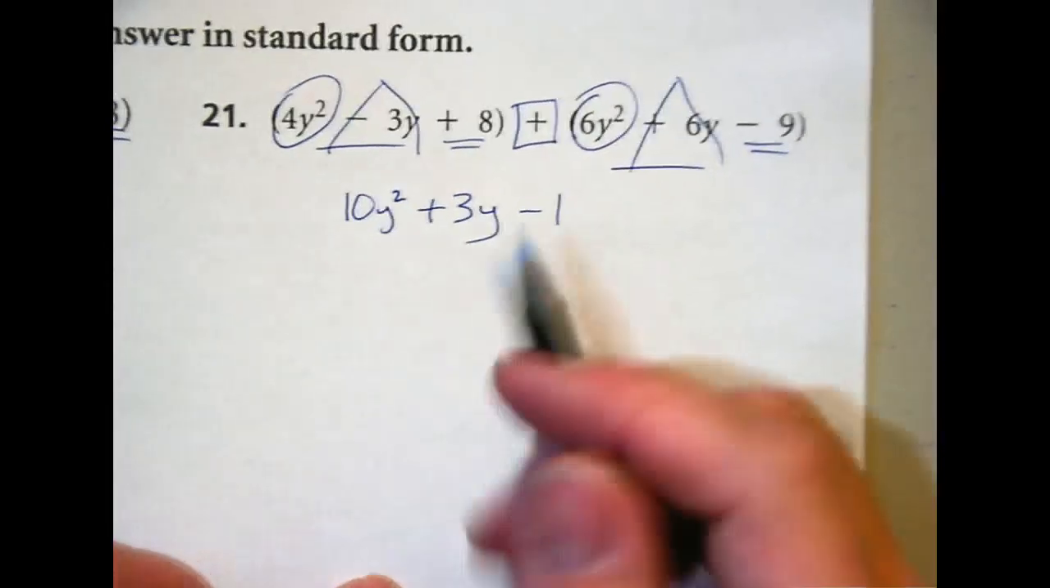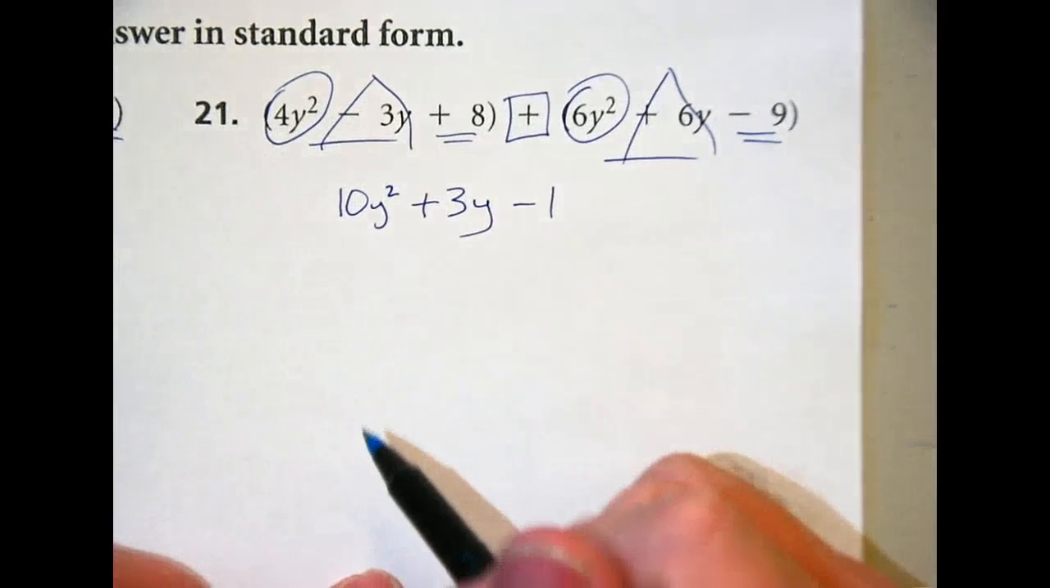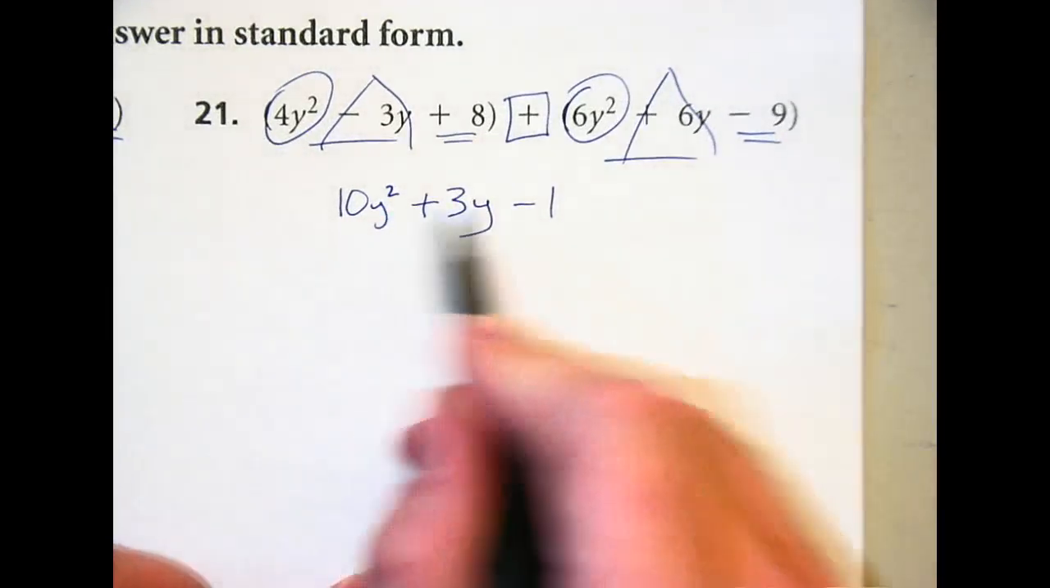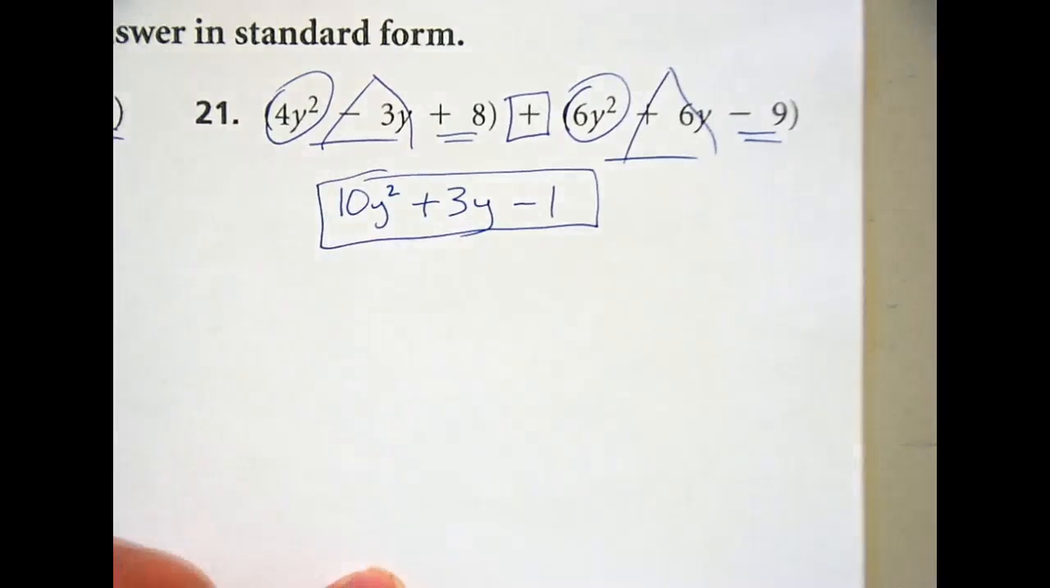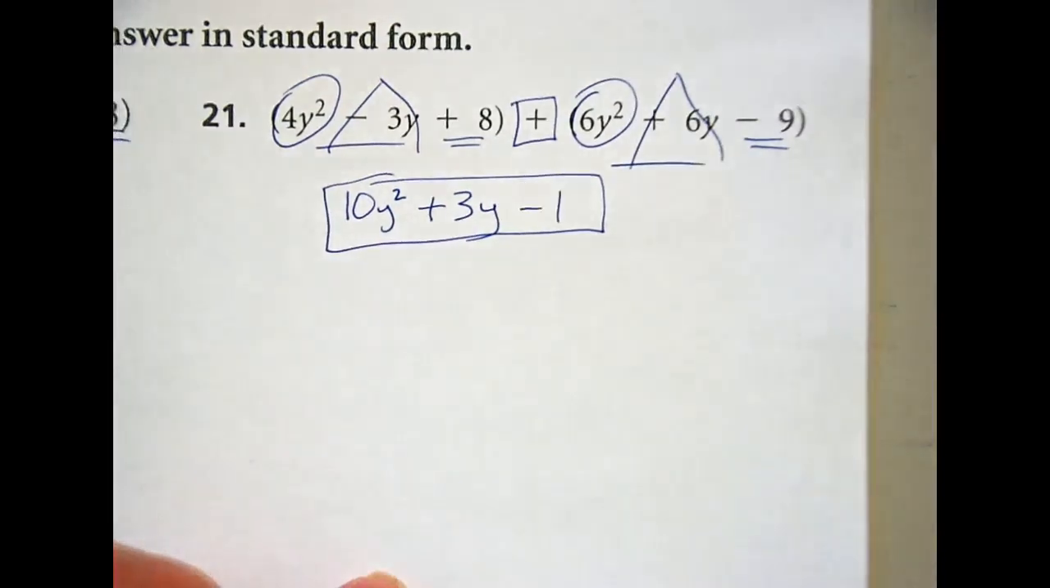All right, Toki, what do you think? Because one of them has a power and the other one doesn't. One has power, one doesn't. They don't have the same degree. Yeah, very good. 10y squared plus 3y minus 1. How many got it? Good.